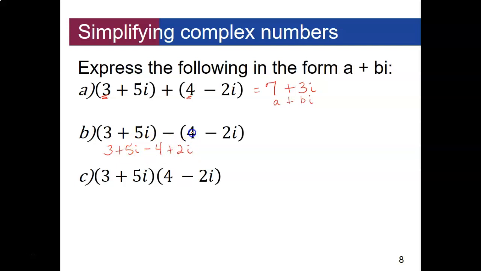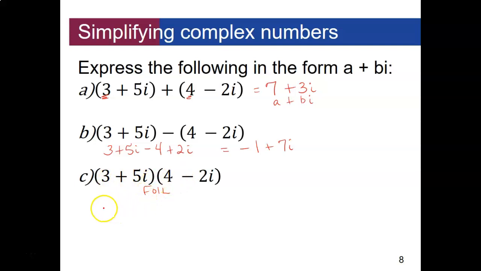So it's going to give me a negative 4 and a positive 2i. Then I can combine like terms. So 3 minus 4 would be negative 1. 5i plus 2i is going to give me 7i. And then here I'm multiplying. So when I multiply, I'm going to FOIL.